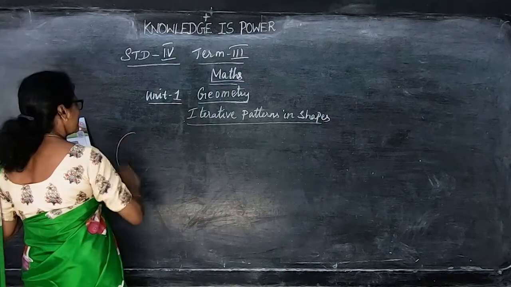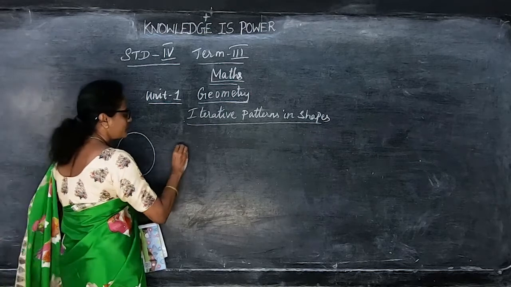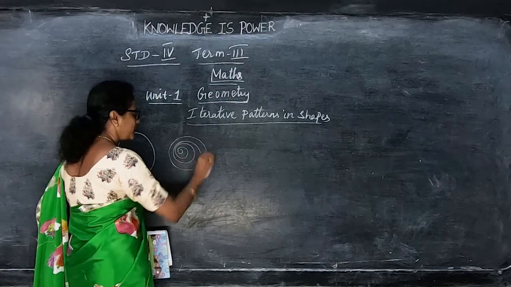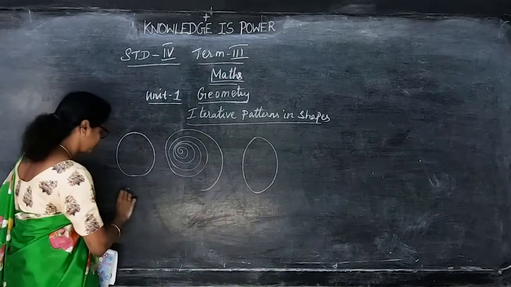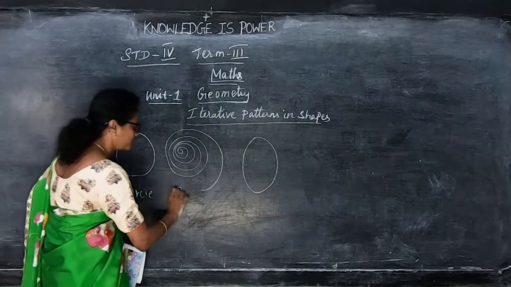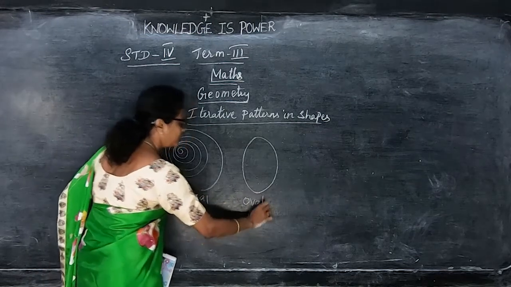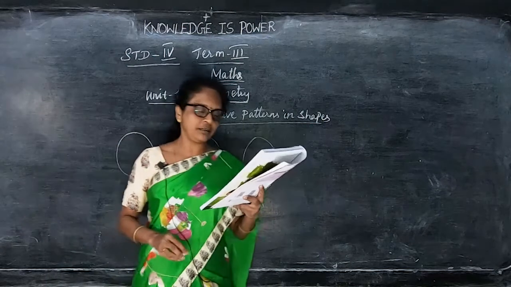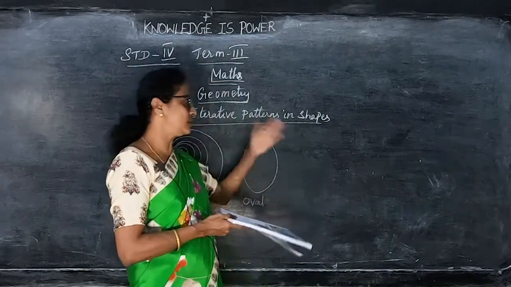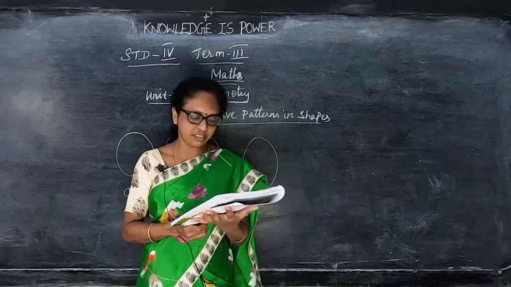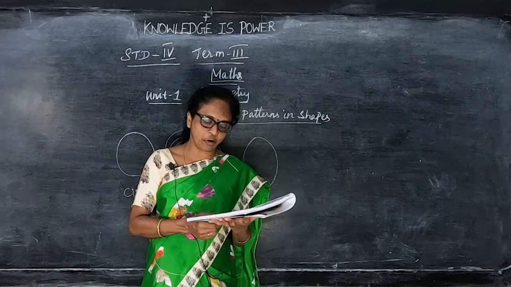So this is a circle, we can say a circle. And this is the spiral. And this is the oval. So, circle, spiral, and oval. Iterative pattern means it is the repeated application of a process. Or process repeat pannradhu, that is iteration. Here we are going to see how we use the shapes to form patterns.